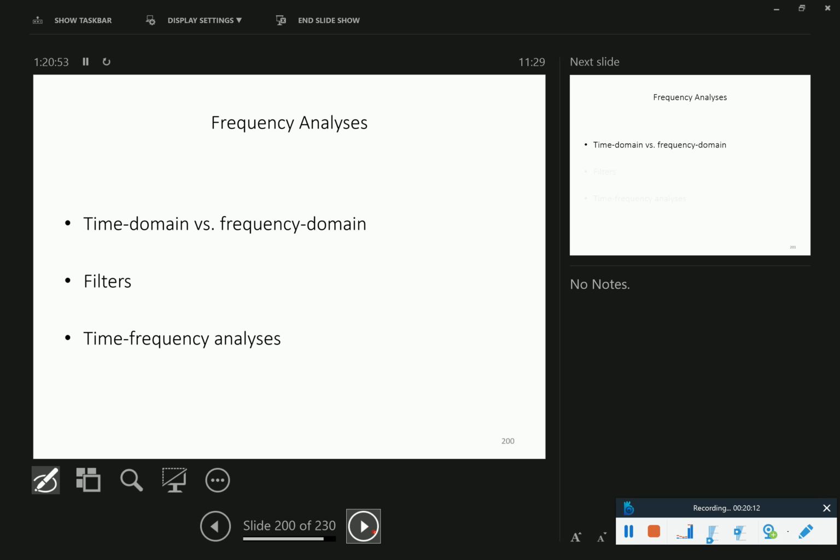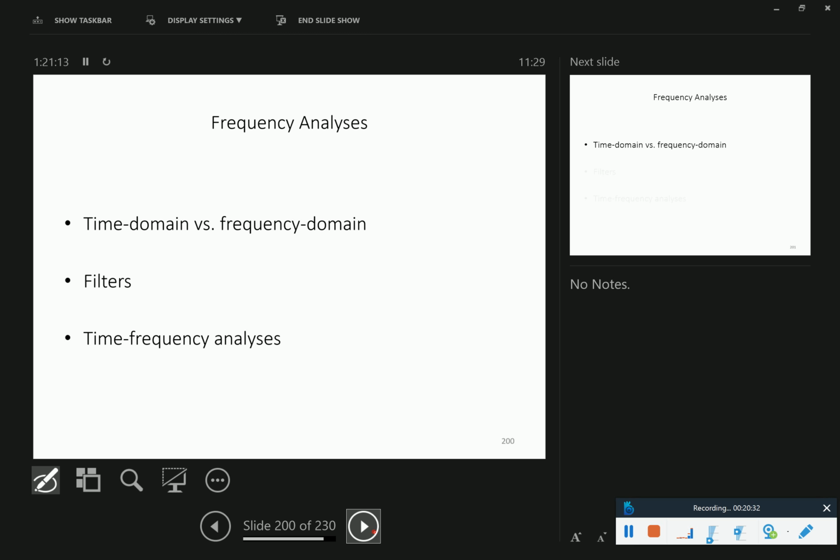Good. So that said, in a little bit weird mode, what we want to talk about in frequency analysis are first time domain versus frequency domain, which essentially refers to the intuition that we just discussed.